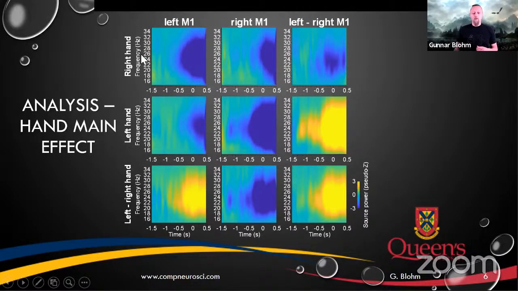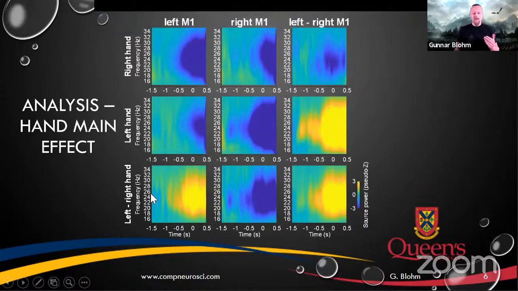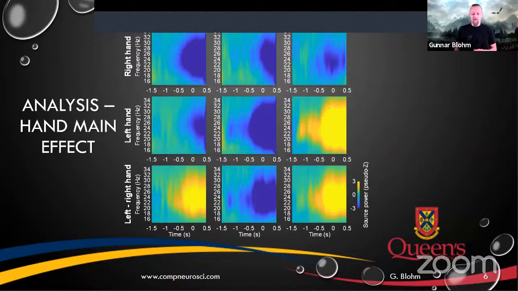So the way we do that is the same as on the previous slide. We have the left M1 right hand use, the left M1 left hand use, and then we can subtract them to get the left minus right hand for the left M1. We can do the exact same thing now for the right M1, and you can see that there's the opposite result here from the left M1. That's simply because the subtraction is done in the same way. And then if we subtract left M1 from the right M1, we get a single index for bilateral primary motor cortex of what's going on.